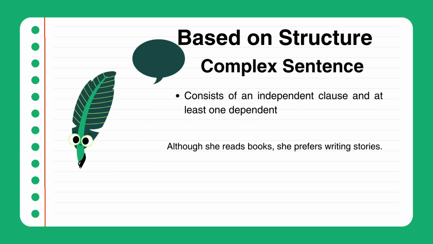Complex sentence. A complex sentence consists of an independent clause and at least one dependent clause. A dependent clause cannot stand alone as a complete sentence. Example, although she reads books, she prefers writing stories. In this example, although she reads books is the dependent clause, and she prefers writing stories is the independent clause. The dependent clause adds extra information but cannot stand alone as a complete thought.